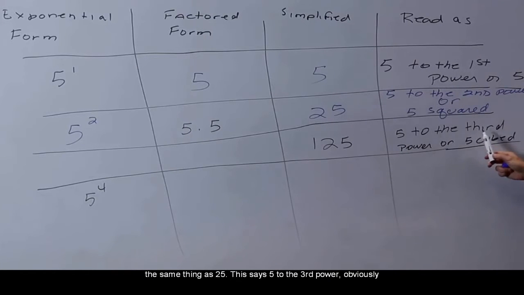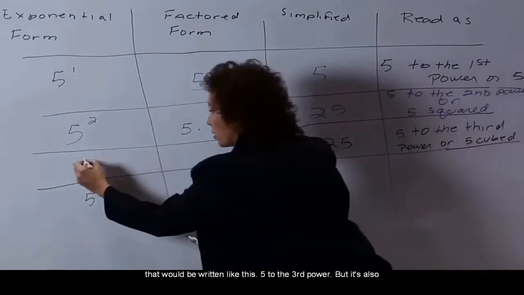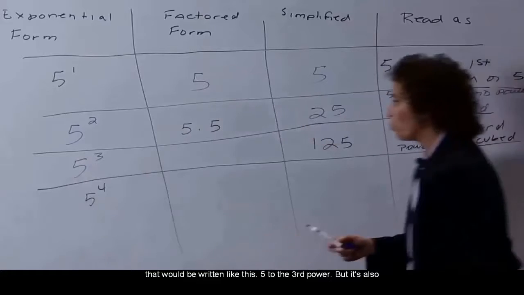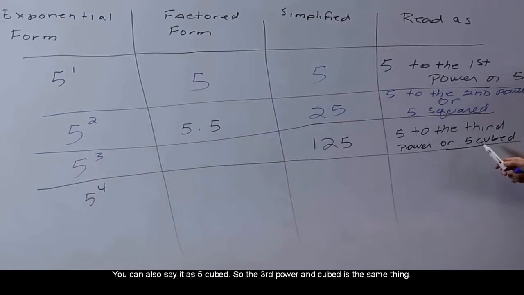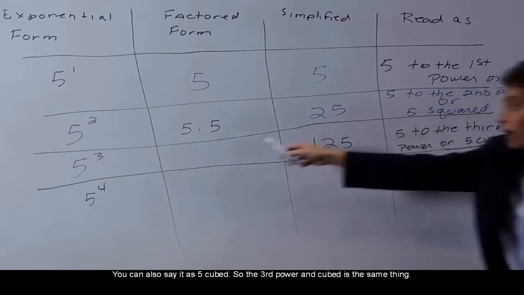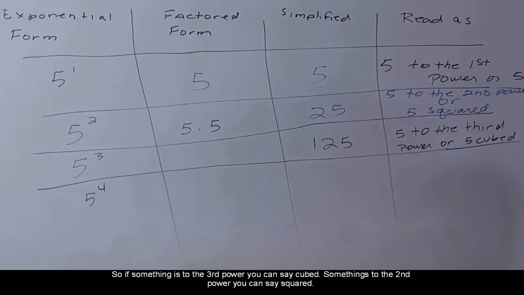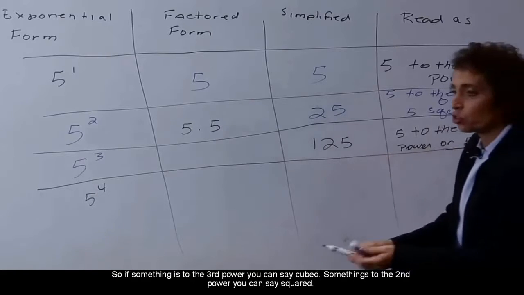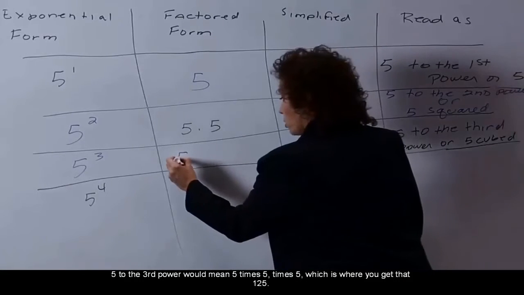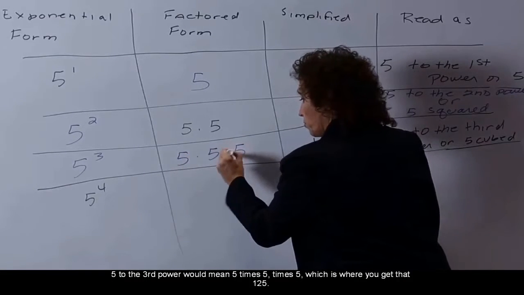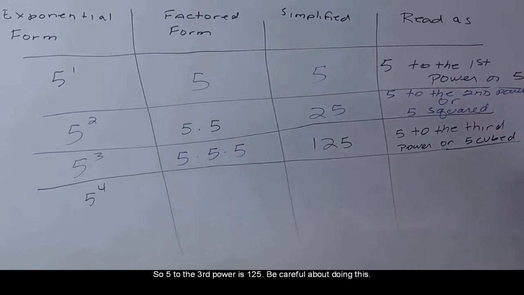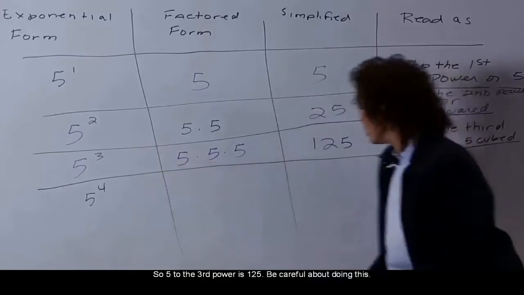This says 5 to the third power, so obviously that would be written like this, 5 to the third power. But you can also say it as 5 cubed, so the third power and cubed is the same thing. So if something's to the third power, you can say cubed. Something's to the second power, you can say squared. 5 to the third power would mean 5 times 5 times 5, which is where you get that 125. So 5 to the third power is 125.